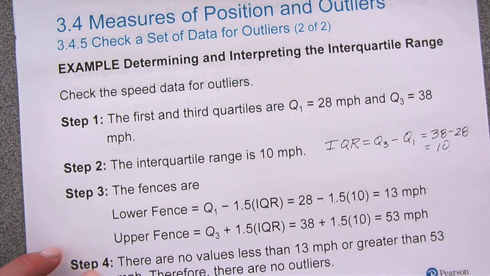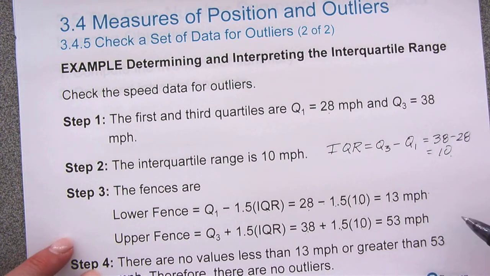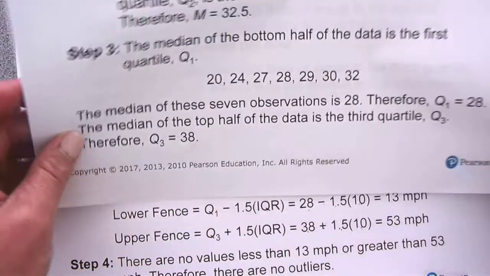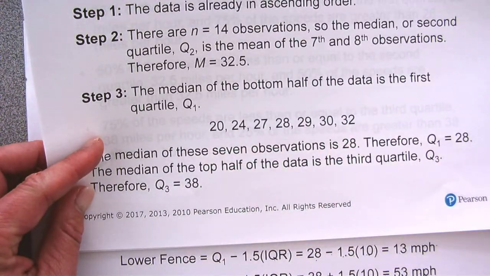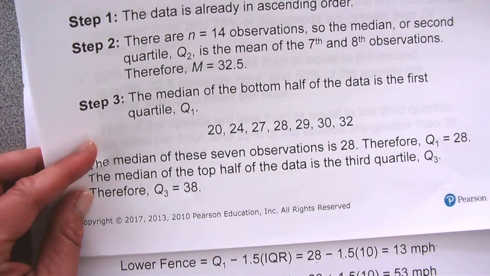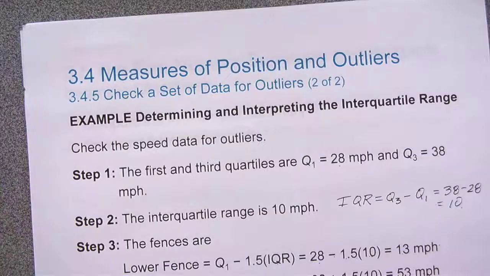So that one that I added in, 100, that's definitely an outlier, right? But the other values that I had, if you look at all these values, are any of them less than 13 or higher than 53? No. So those would not be considered outliers. Okay, any questions on that?